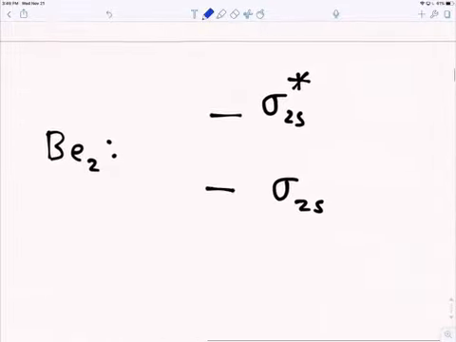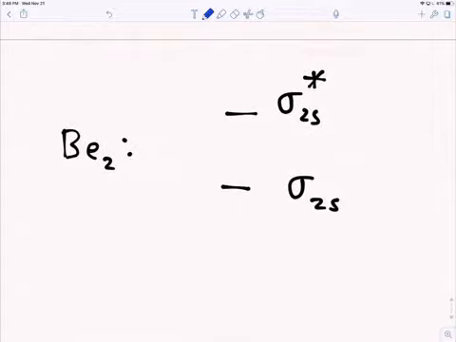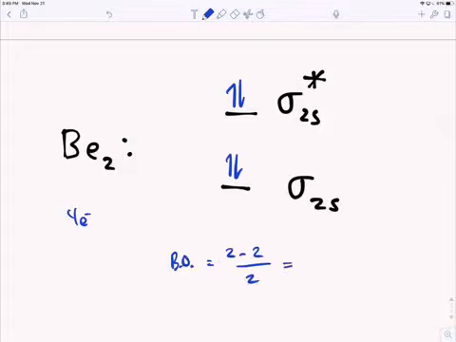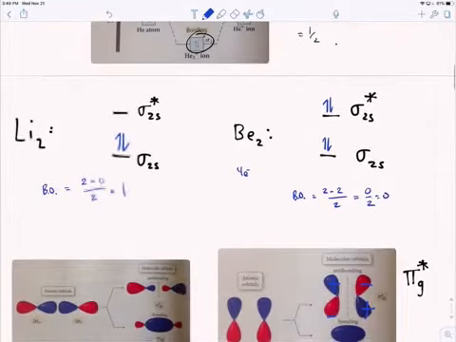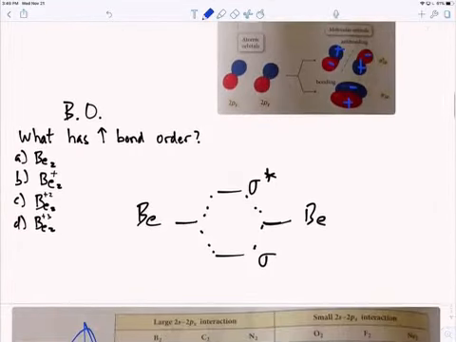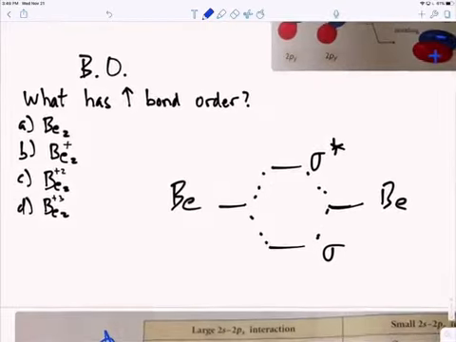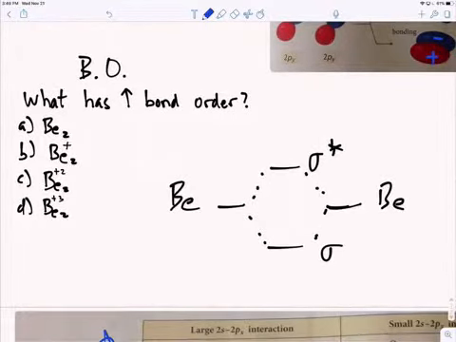What about diberyllium? Beryllium has 4 electrons, so each beryllium atom has 2 electrons, and then it forms 4 electrons like this. The bond order is 2 bonding minus 2 antibonding divided by 2, which is 0/2, which means it's unstable. So diberyllium doesn't exist. But I will talk about this.